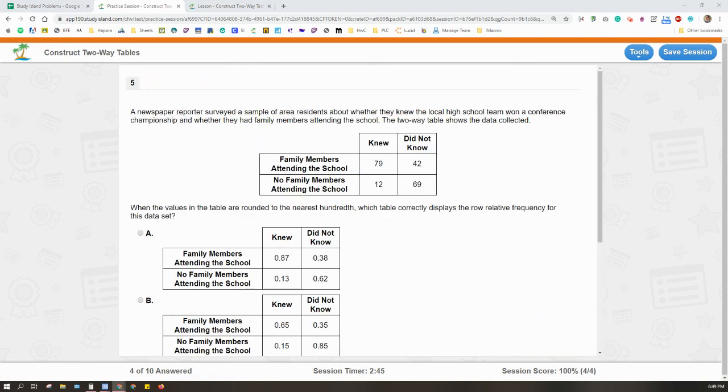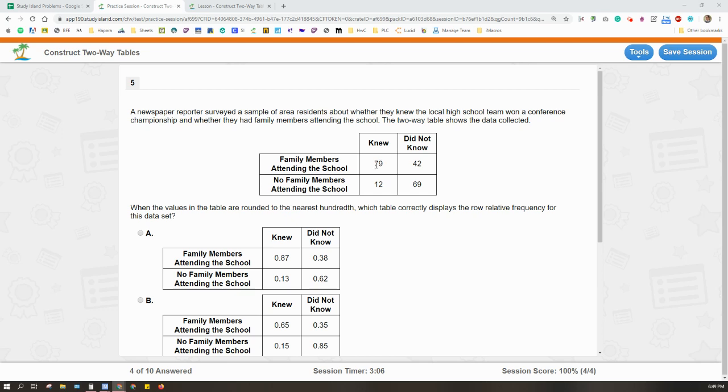Next up, number 5. A newspaper reporter surveyed a sample of area residents about whether they knew the local high school team won a conference championship and whether they had family members attending the school. The two-way table shows the data collected.